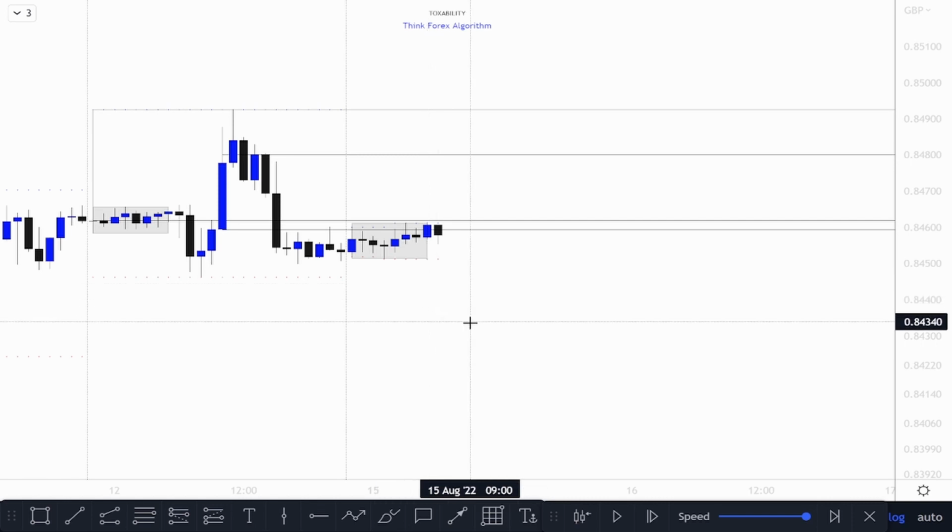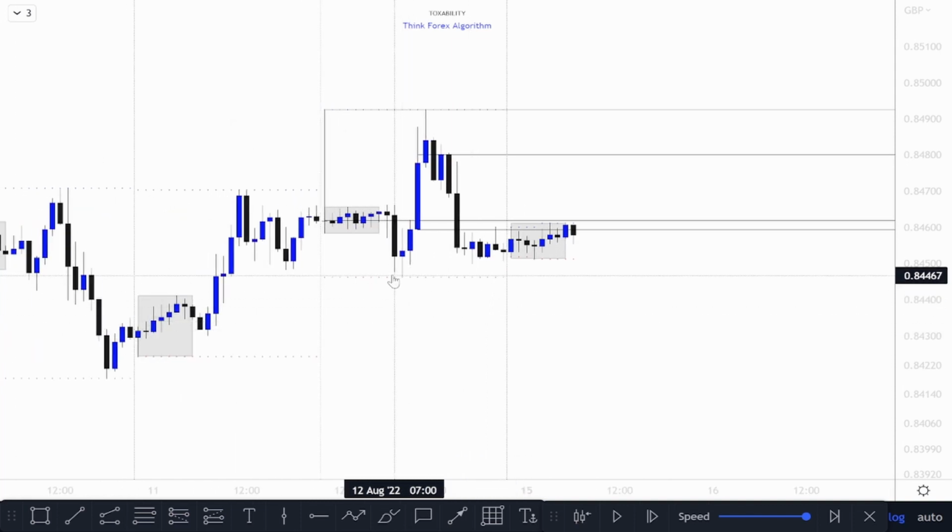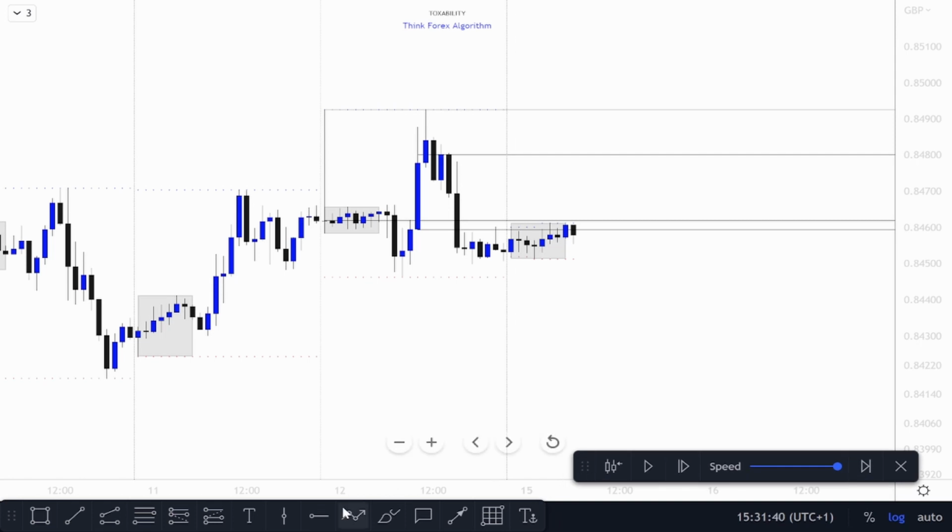So now I know that in the London session, usually the first move is the fake out. The first move is the liquidity grab. The first move is not the real move. Even if you analyze what happened on a Friday, you can clearly see that there was a liquidity grab right here.